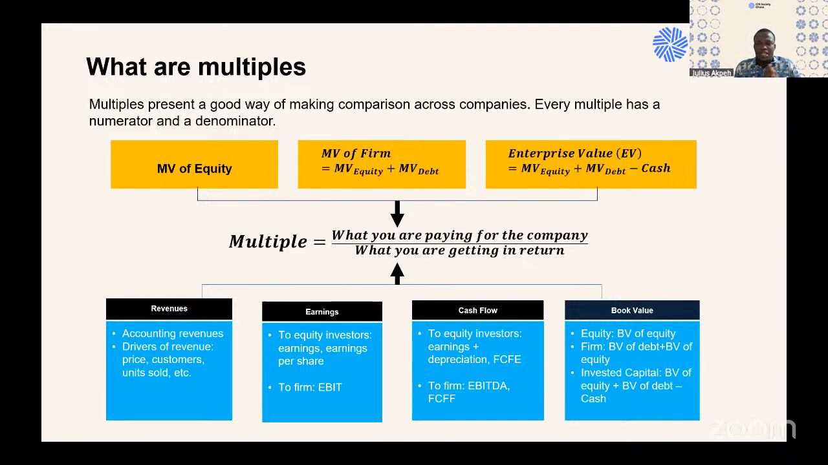And so always check that the definition of the multiple you are using is consistent. You always have the numerator being what you are paying for the company and the denominator being what you are getting in return. So for price to earnings, you pay the market price, you get earnings on the P&L in return. For enterprise value to EBITDA ratio, you pay the enterprise value, you get EBITDA as return. And for price to book, you pay the price, you get a book value return.